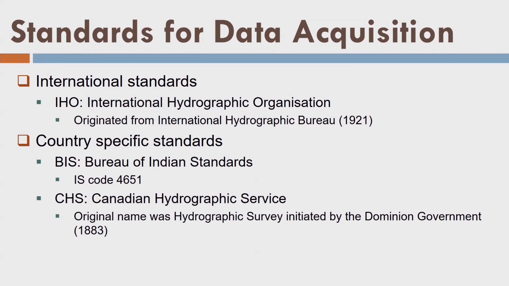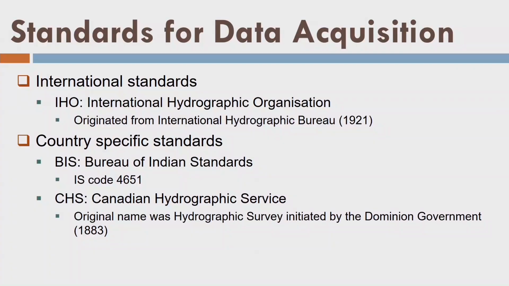So, we have two kinds of standards. One is international standards, decided by the International Hydrographic Organization (IHO), and that is basically governed by the International Hydrographic Bureau (IHB). And then we have the country specific standards. For example, in India, there is the Bureau of Indian Standards. They have developed a code, IS 4651, which discusses the standards for India. At the same time, we have the Canadian Hydrographic Services for Canada. Now we are going to discuss the IHO standards and the BIS standards in this lecture.